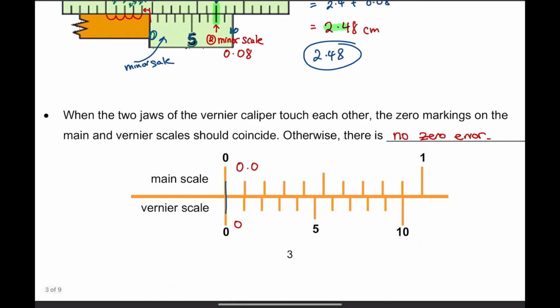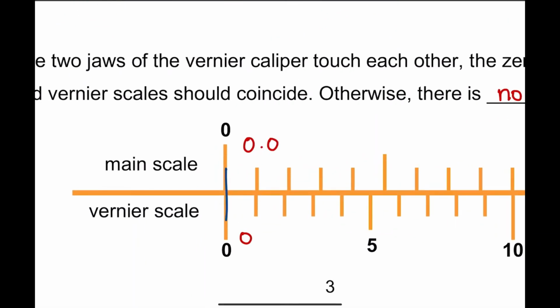In terms of zero error, you need to make sure that every time you take your reading for your vernier caliper or micrometer screw gauge, there is no zero error. What do I mean by no zero error? That means my main scale and my vernier scale, my minor scale, they are exactly one straight line. The 0 of the main scale and the 0 of the minor scale, they are one straight line. Because they are one straight line, there is no zero error. And then whatever reading you're going to take after that is confirmed correct already. You don't need to do any mathematical manipulation to it.